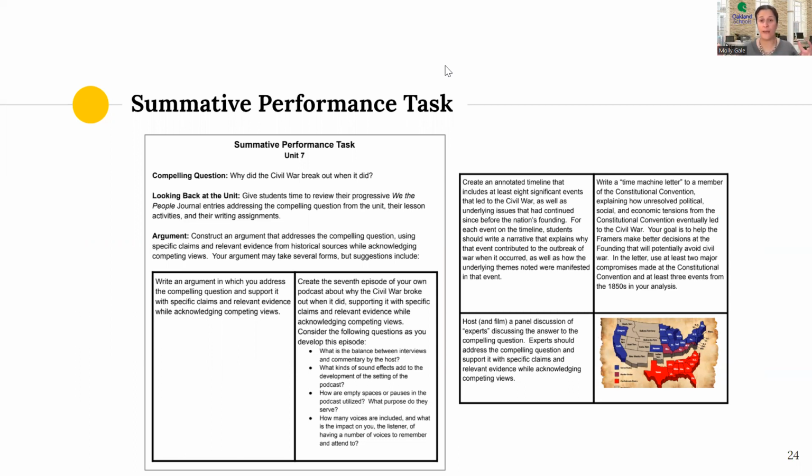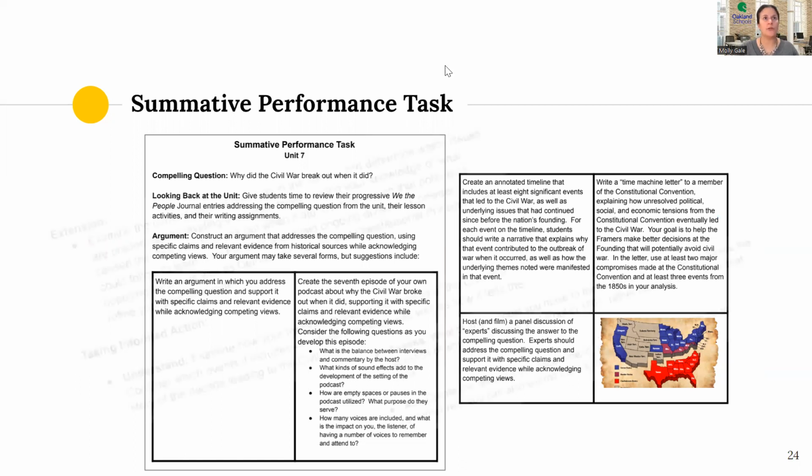So lots of different ways students can craft an argument to that compelling question, which was, why did the Civil War break out when it did? So thinking of what were these choices and actions that people made prior to the Civil War that caused it to break out at that time.